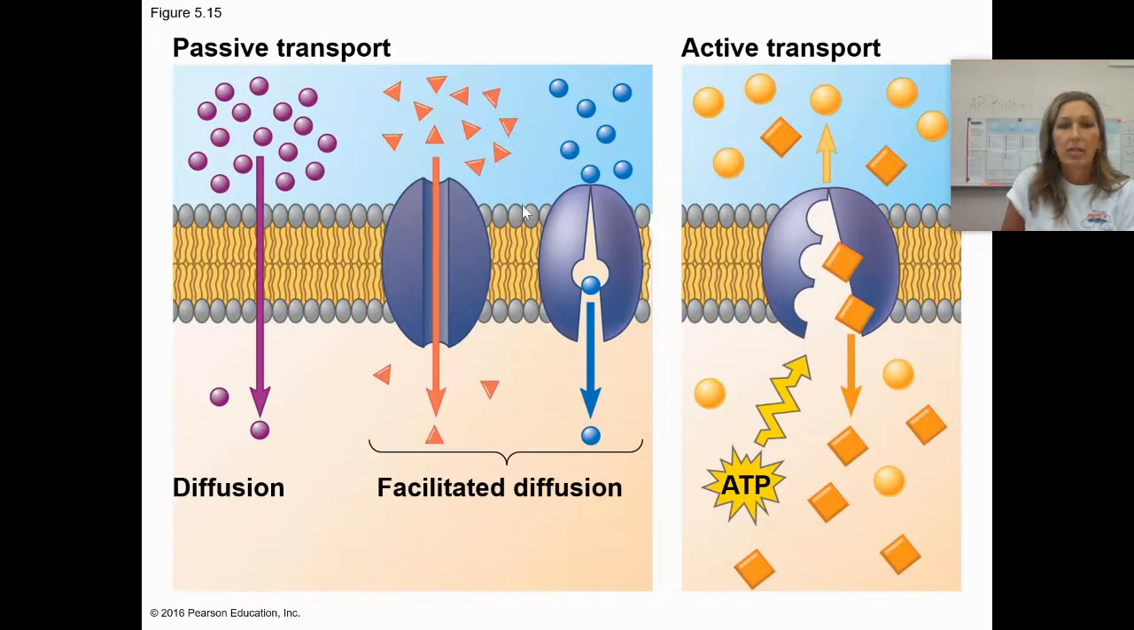Now, facilitated diffusion then requires the assistance of a doggy door, some type of protein that those specific molecules can diffuse through. So don't worry about whether it's a channel or a carrier, it's still facilitated diffusion. But then when we talk about active transport, now we are moving molecules against their concentration gradient. And so in this case, we're moving molecules already into a high concentration area, and this requires energy in the form of ATP.